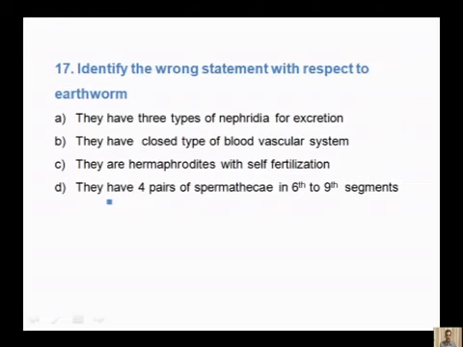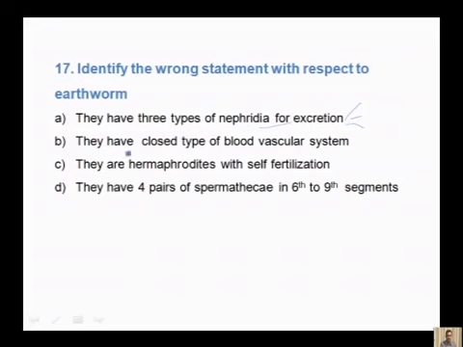Identify the wrong statement with respect to earthworm. Look at the first point. They have three types of nephridia: pharyngeal nephridia, integumentary nephridia, and septal nephridia. There are three types. This point is correct. Let us see.